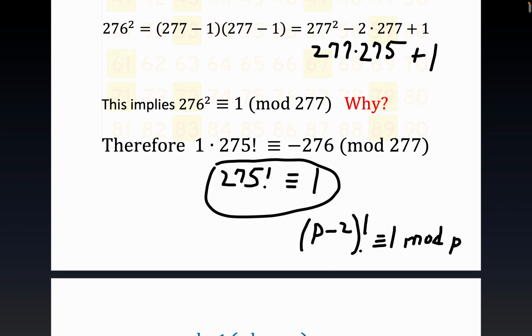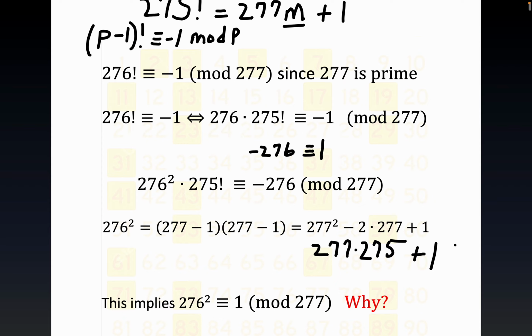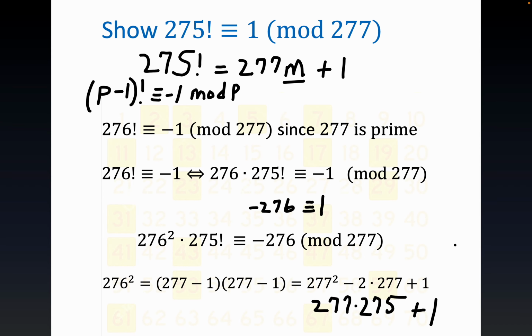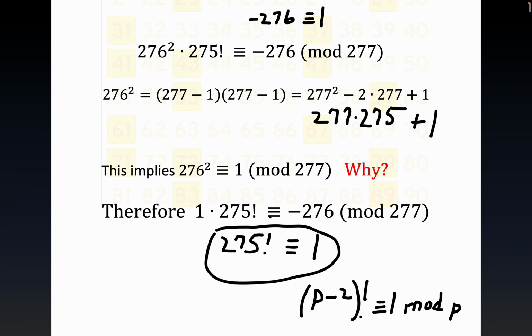Okay. All right, y'all, I guess that's it. Let's see. Is that what we tried to prove? We're trying to show that 275 factorial is congruent to 1. That's what we did right down here. So we can put a box here, I suppose. Okay, y'all.